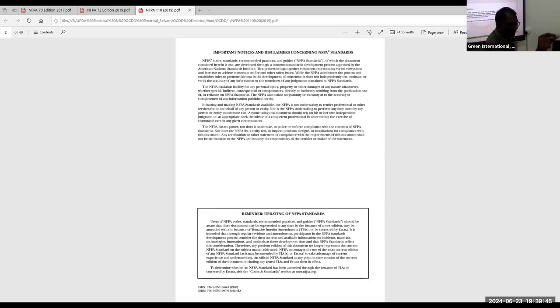In our BOQ, we have a generator. Then in our BOQ, we also have UPS. Sometimes we have central battery systems. So UPS, central battery system, means immediately refer to NFPA 111. Then we come to the other line items.